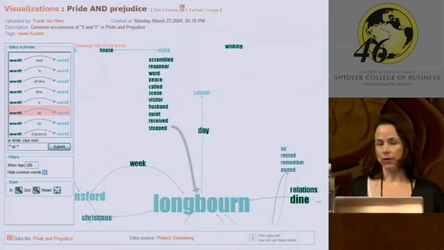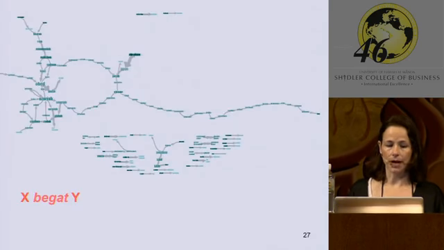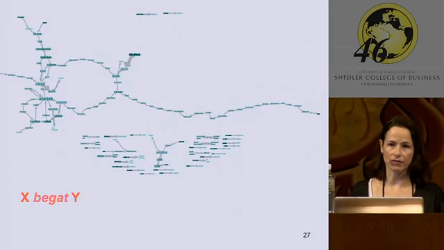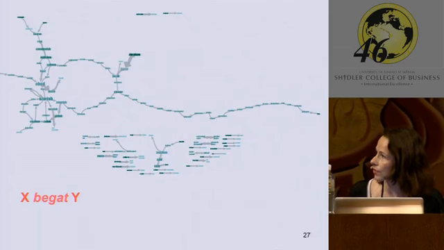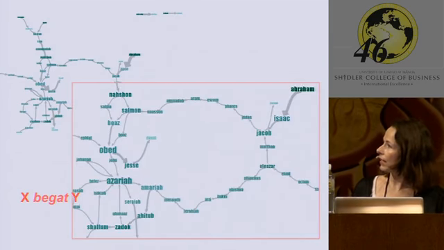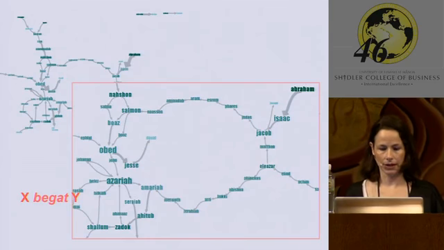Let's think about a different book. Let's think about the Bible and change our template to "X begat Y." All of a sudden, I have a family tree of the Bible with an interesting little circle at the top that I'm going to zoom in. And you can see who begat whom.